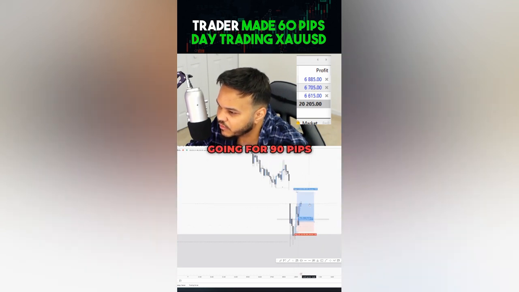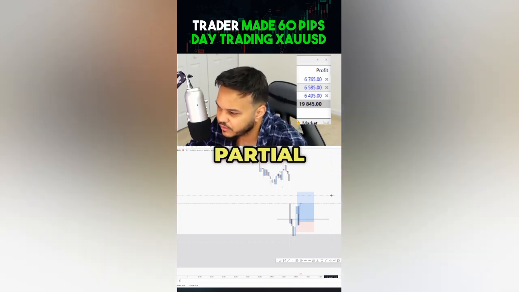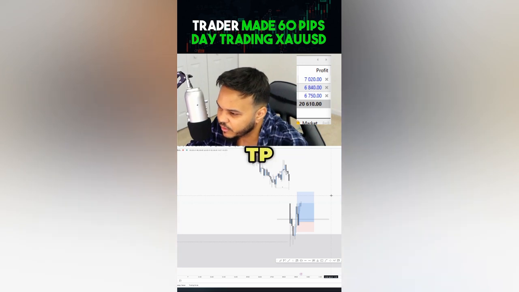And you guys can see, I'm going for 90 pips. So this is a trade off the Friday. I'm already break even. I might close on partial if I see market retracing a little bit here. But as far as right now, I'm going for that TP3. It's going to be 90 pips.